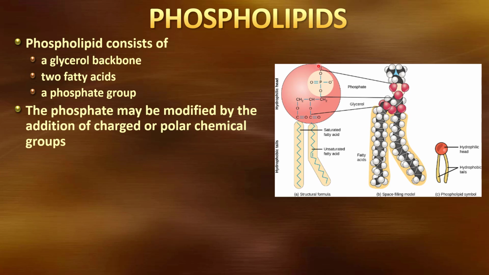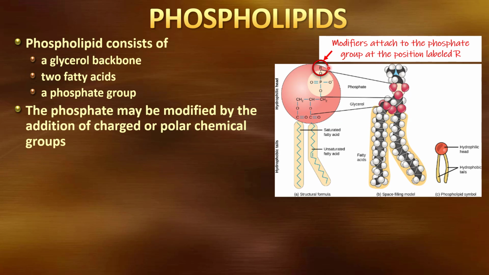When you see R, it's usually representing a variable portion of a molecule. That basically is telling us we can add some other stuff there. It can be a variety of different things that we add, and it could be a long chain or whatever. So it can be a lot of different things. And so we add these R groups to modify this basic phospholipid.